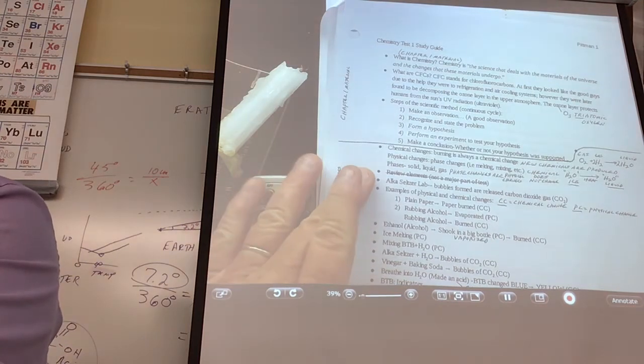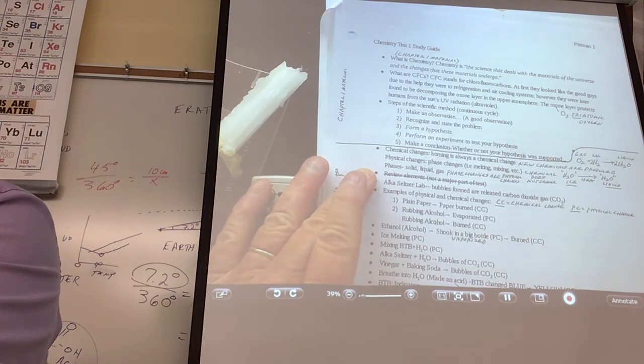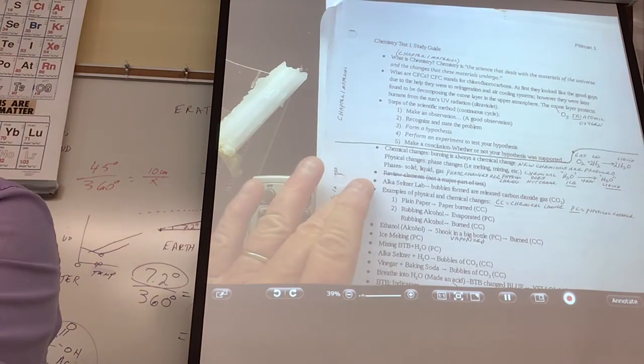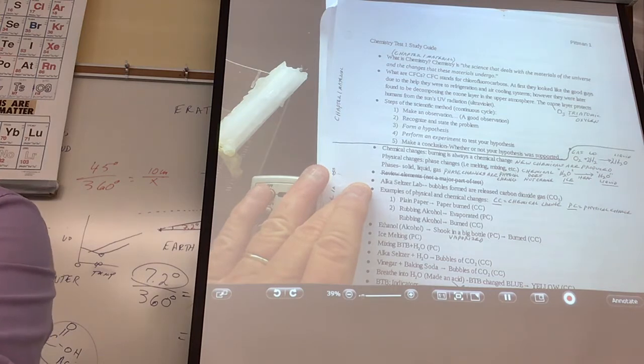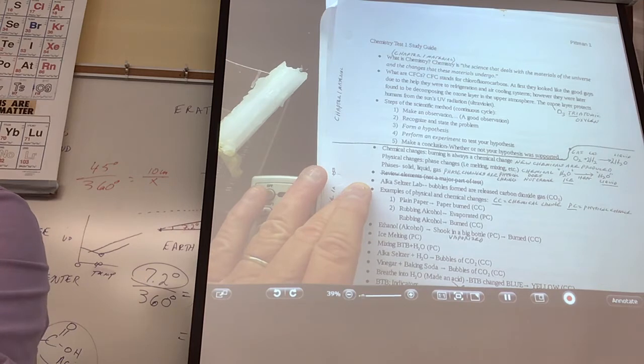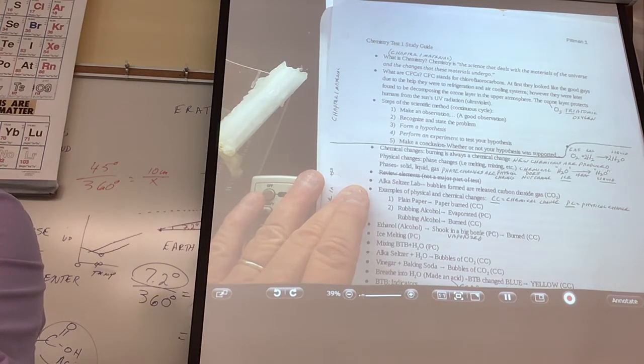Next, it says here physical changes. All phase changes are physical, and it gives some examples here. How about the Alka-Seltzer lab? I tried to do a demonstration to show you what the bubbles are made of. What were the bubbles made of? It was one day where I did a series of demonstrations. I said, what do you think they're made of? And they actually put out a flame. That's number one. What do you think they were? What were the bubbles from Alka-Seltzer?